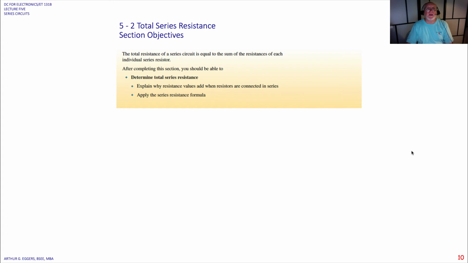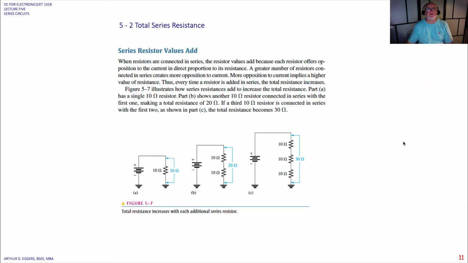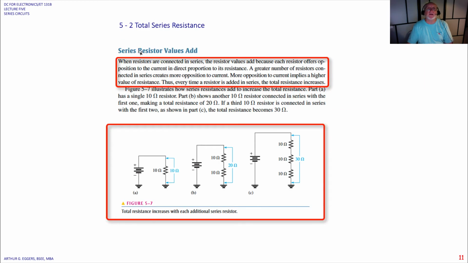So we've seen here why resistance values add when resistors are connected in series, and we can start to look at how we apply the mathematical relationships. Series resistor values add in the arithmetic summation. So if we look at A, B, and C here, in each case we've added a 10 ohm resistor. In B we added one, and then we added another 10 ohm resistor in C.